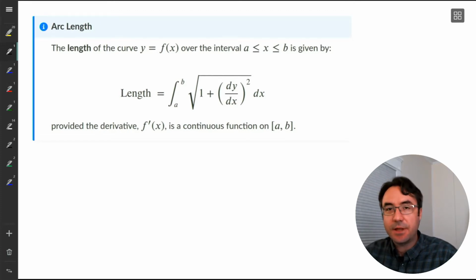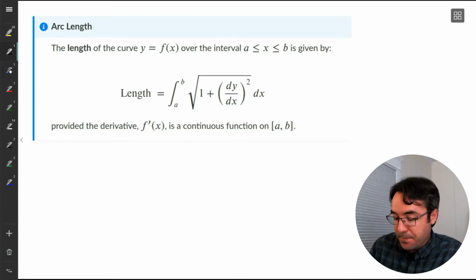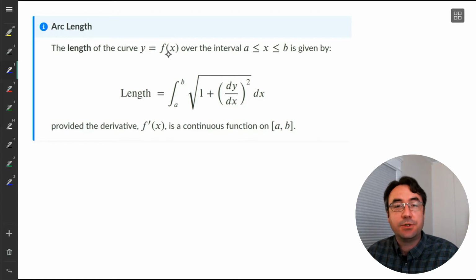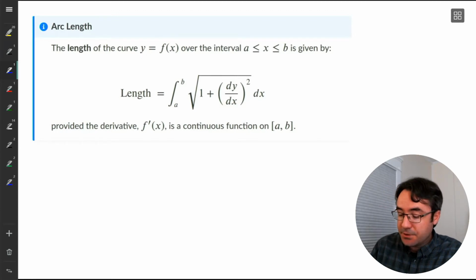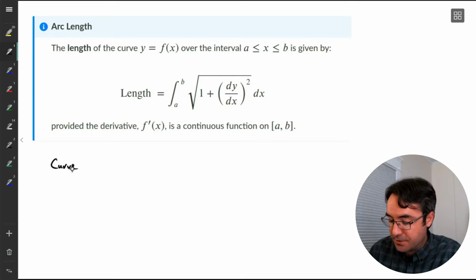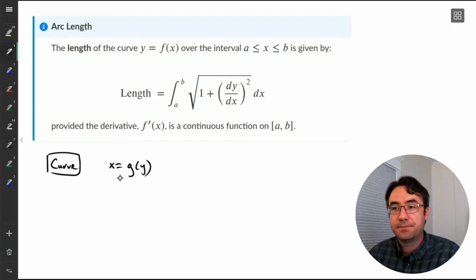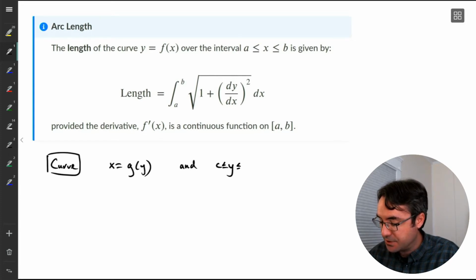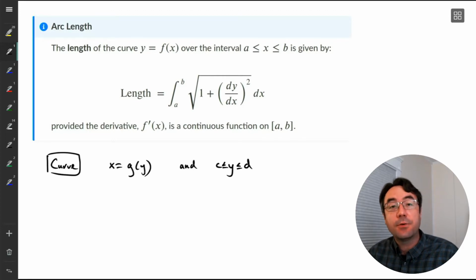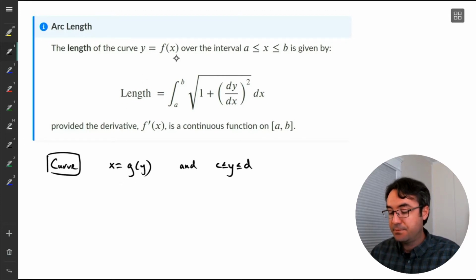Now there is a slightly different version. We can specify a curve y equal to a function of x. We can also specify a curve in Cartesian coordinates as a second version, where we have x as a function of y, and y is between some numbers c and d, let's say. So this is another way to specify a curve where instead of having a function in terms of x, we have a function in terms of y. So x equal to g of y, where y is between two numbers c and d.